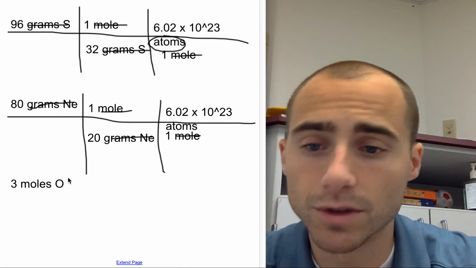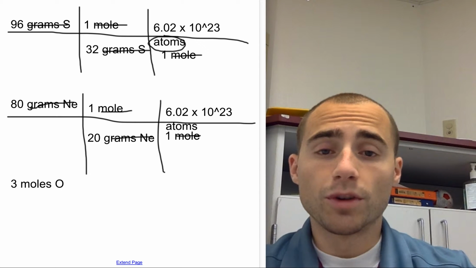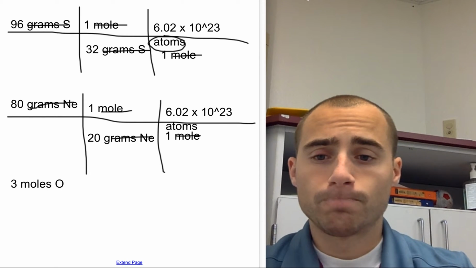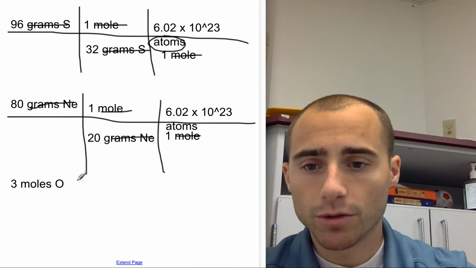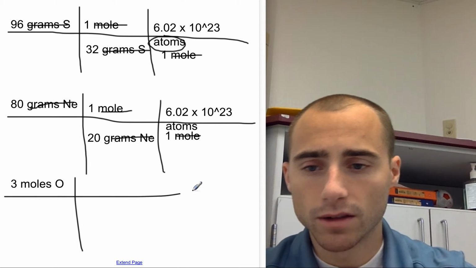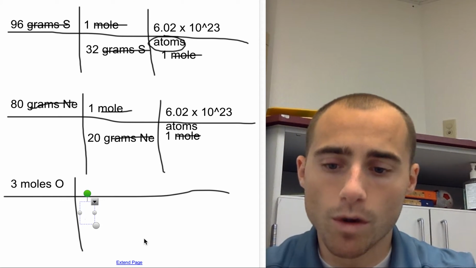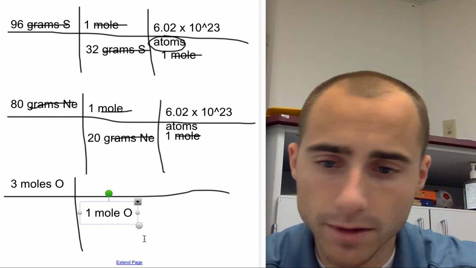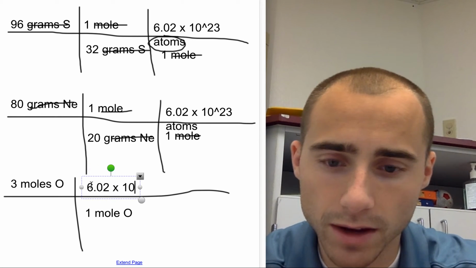Okay, last one, do this one yourself. I'm just going to show you the answer at the end. If you had 3 moles of oxygen, you'd have a picket fence, and you'd end up with 1 mole of oxygen down here equals 6.02 times 10 to the 23rd atoms.